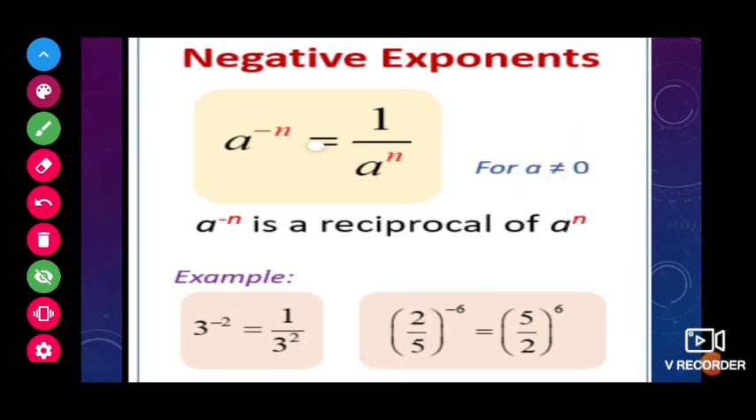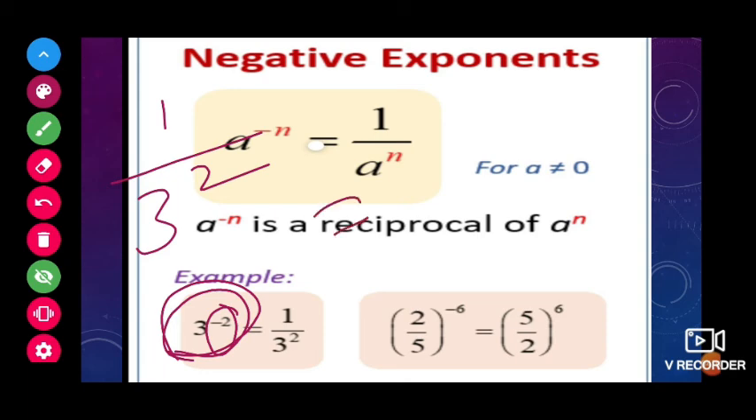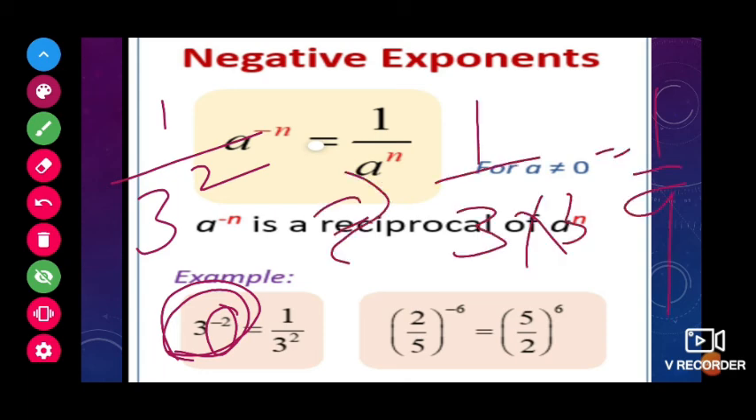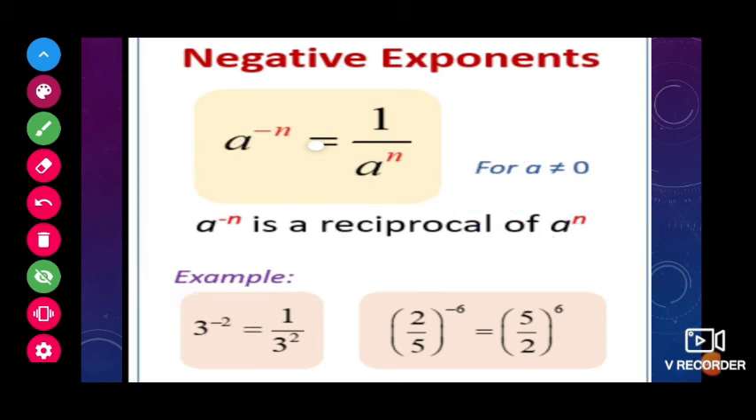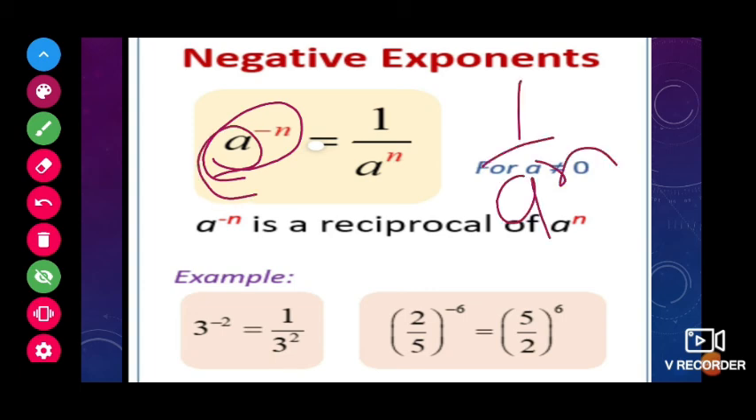Here, children, for example 3 to the power minus 2, first we convert this to a positive power by sending it to the denominator, or by taking the reciprocal, like 1 by 3 square. Now 1 by 3 into 3, that is 1 by 9. If it is a to the power minus n and only a is there, we will just send it down.